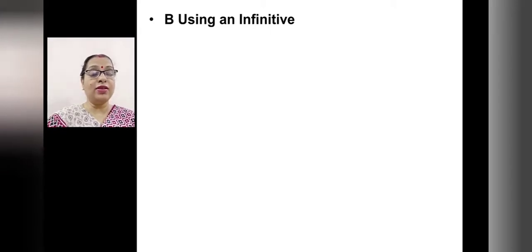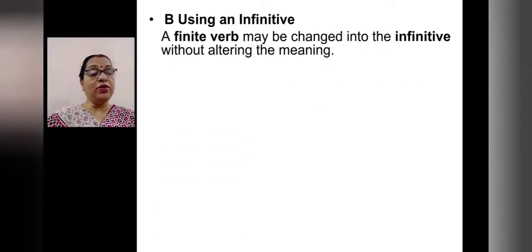What is the next method? Using an infinitive. You know what an infinitive is, right? A finite verb may be changed into the infinitive without altering the meaning. In a simple sentence, there should be only one finite verb. When there are two sentences, there will be two finite verbs. So one finite verb has to be changed into an infinitive, right?